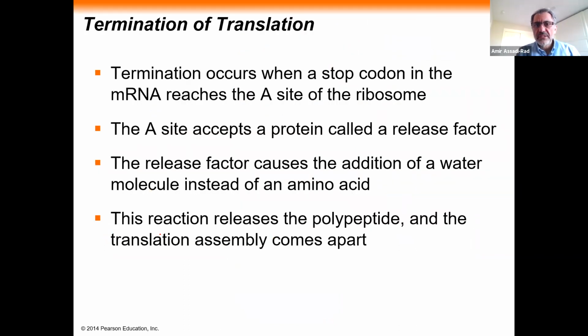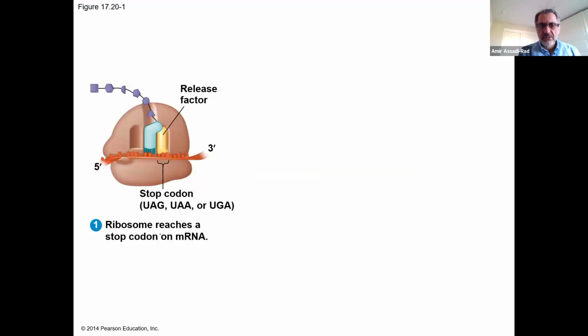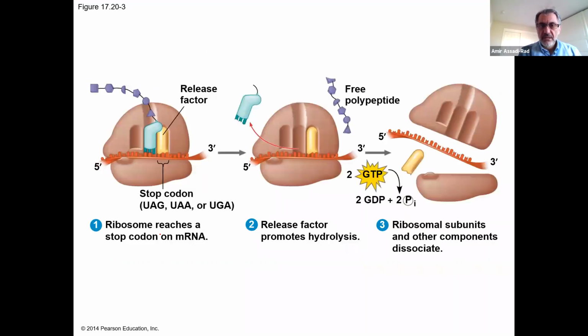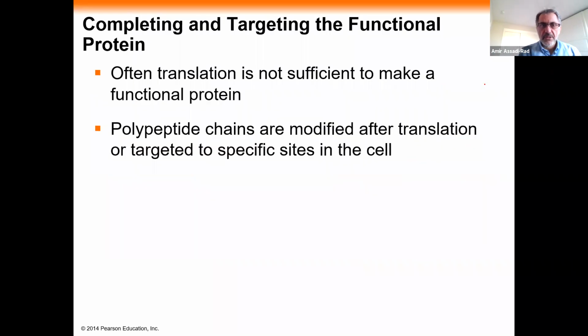Termination occurs when a stop codon in the mRNA reaches the A site of the ribosome, and so on and so forth. Again, I'm not going to read the rest of it for you guys. I feel like I talked about all of these. And at the end, of course, there are protein molecules which break down the ribosome, split it into its parts.